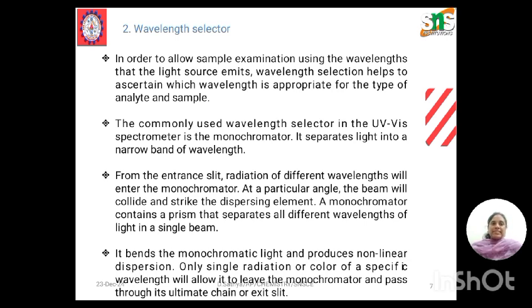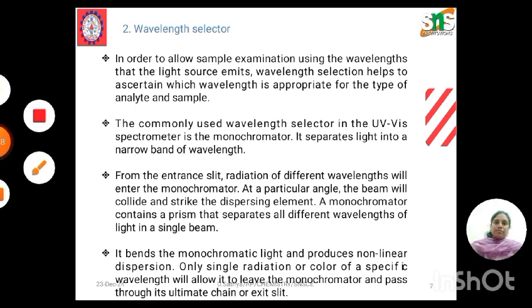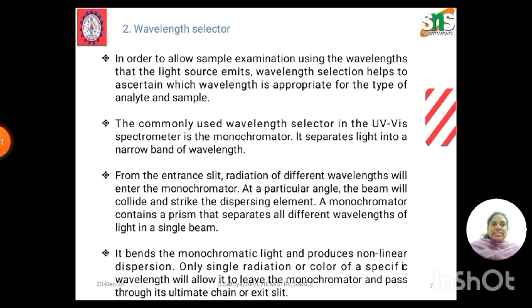From the entrance slit, radiation of different wavelengths enters the monochromator. At a particular angle, the beam strikes the dispersing element. The monochromator contains a prism that separates the different wavelengths of light in a single beam. It bends the light and produces nonlinear dispersion. Only a single radiation or color of specific wavelength is allowed to leave the monochromator and pass through the exit slit.